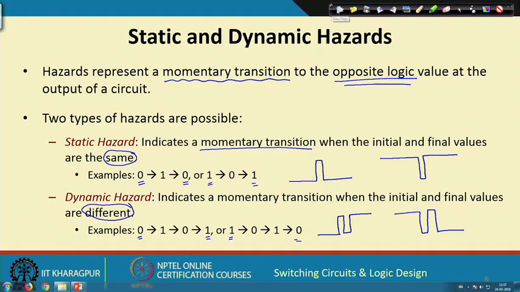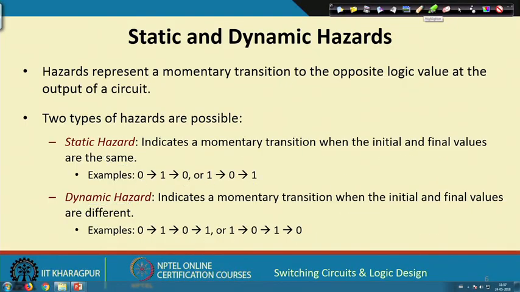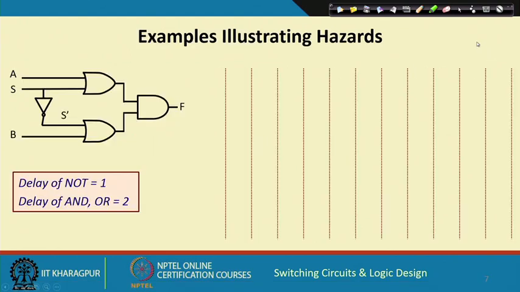So, let us take some examples to illustrate the occurrence of such hazards. Here we consider one example like this. This is a circuit comprising 4 gates. Let us assume the delay of the NOT gate is 1 and the delay of the other gates is 2, 2, 2 and 2.